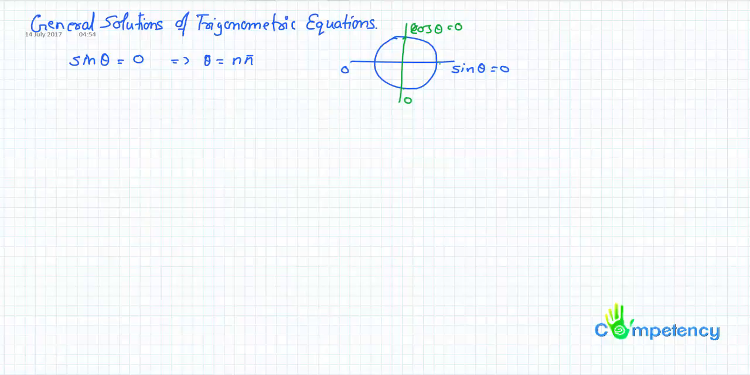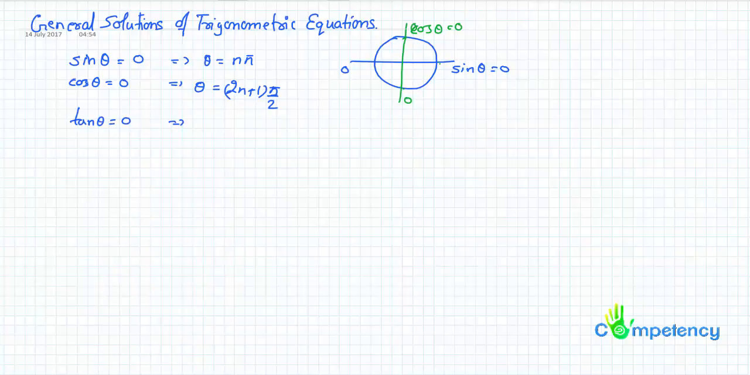So sine theta is 0 means theta is n pi. Same way, cos theta equals 0 implies that theta is some odd multiple of pi by 2, which can be written as (2n plus 1) pi by 2. Same way, we can also find it for tan theta. We know that wherever sine is 0, cos is not 0, and at that place tan theta will be 0. So if tan theta equals 0, that means theta is n pi.